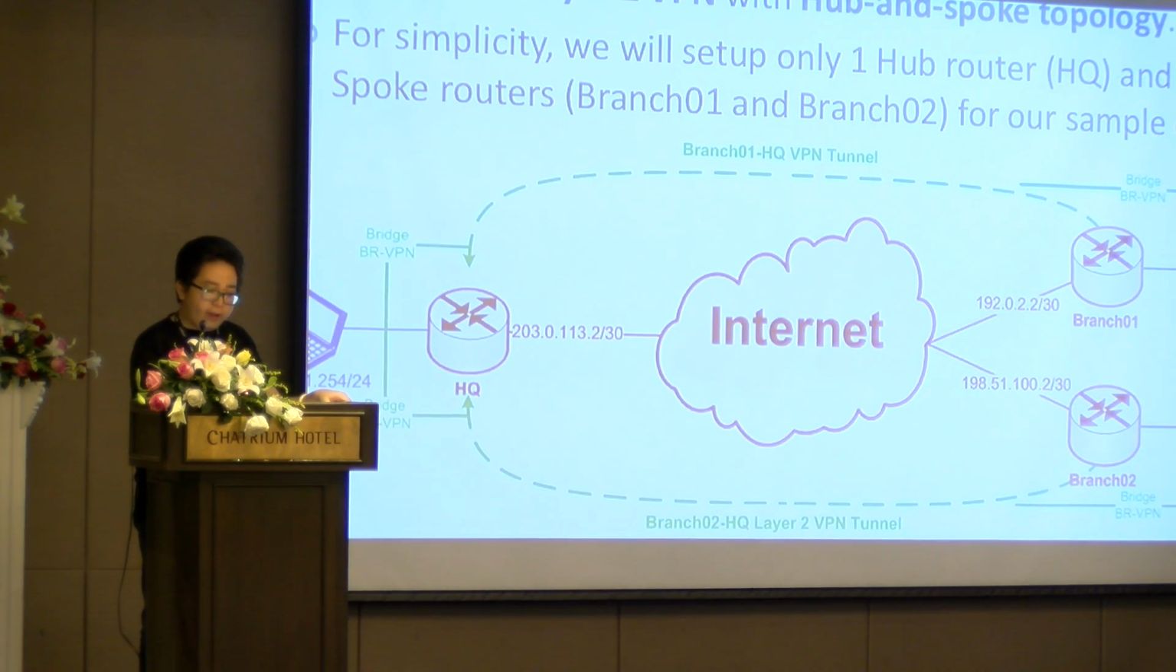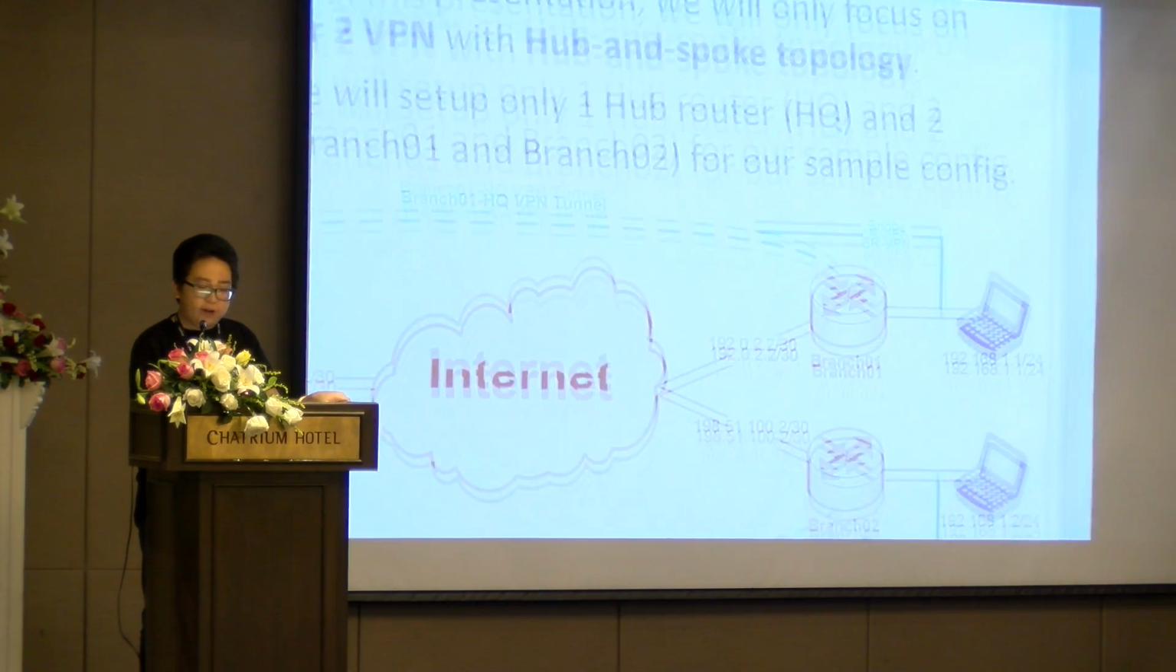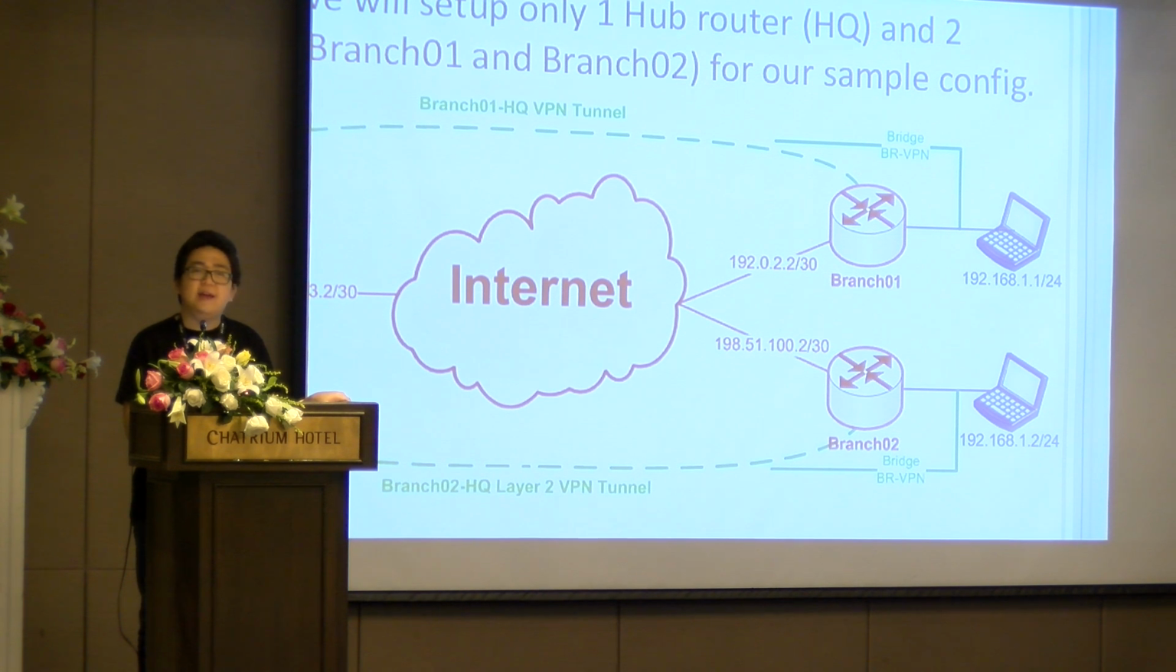And at head office, we have PC 192.168.1.254. At branch office, we will have PC 1.1 and 1.2. The purpose of this VPN is we need to set up the VPN to let the branch office and head office communicate with each other. Specifically, we will test by ping, normally.